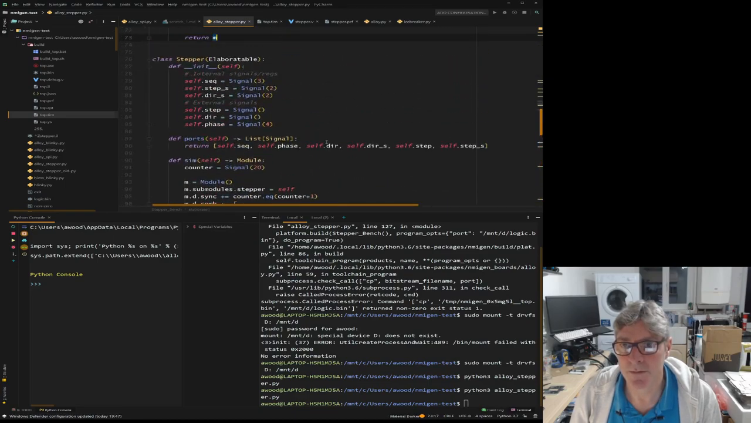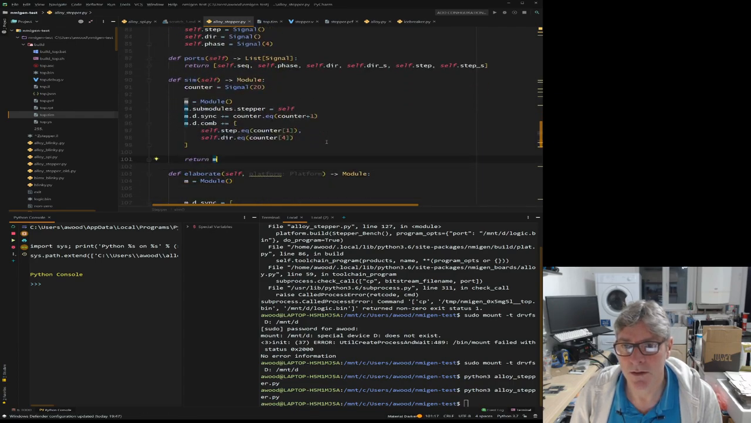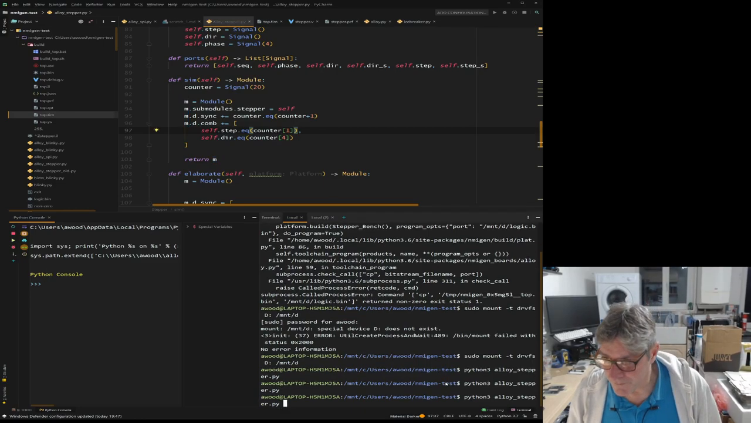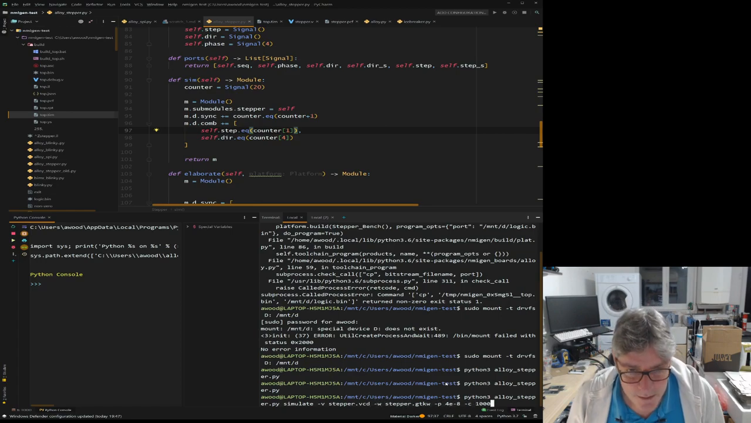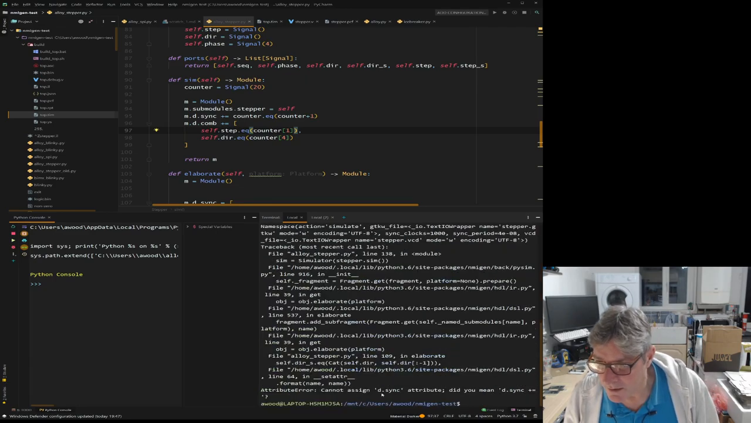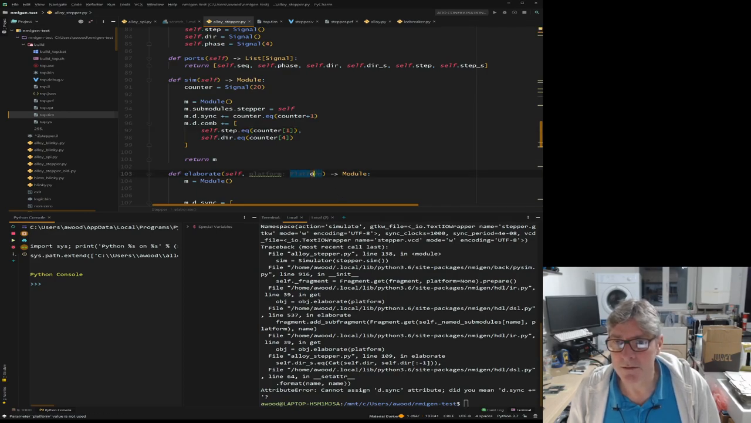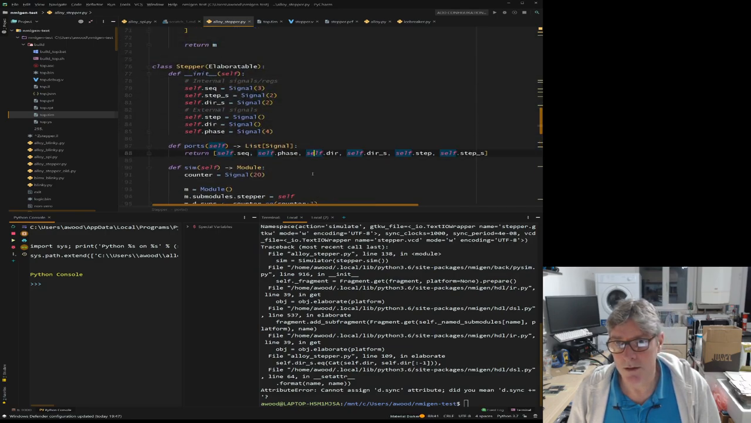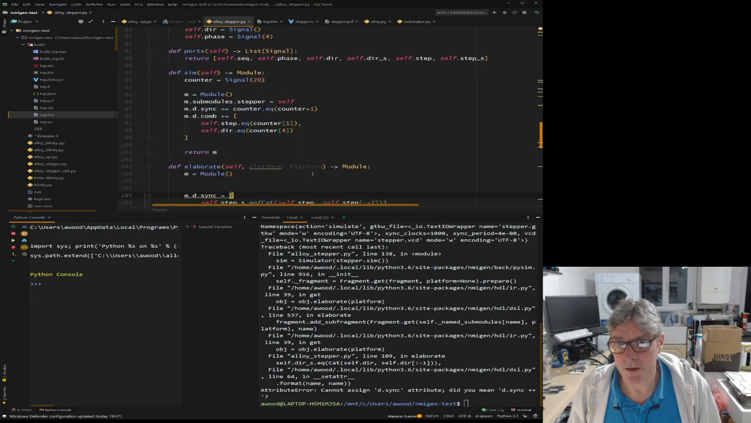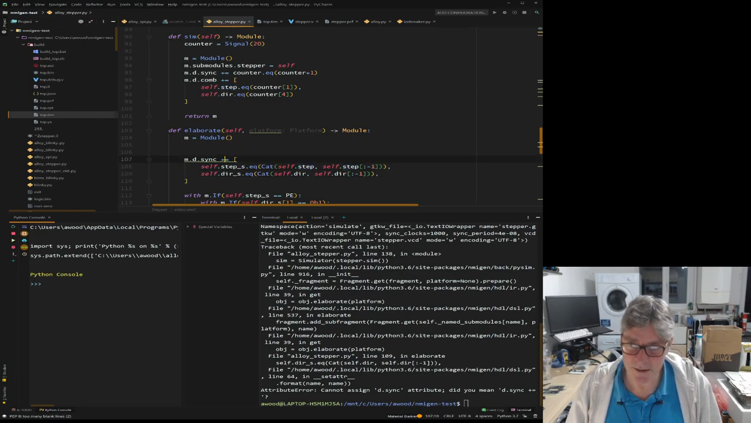Let me just check one other thing. Simulate here. Oh, attribute error. Can I assign desync attribute? Do you mean desync plus? Yes. Yes, I did. Oh, what number is that? 64. MDCOM, MDSync. Right. There we go. Plus equals.